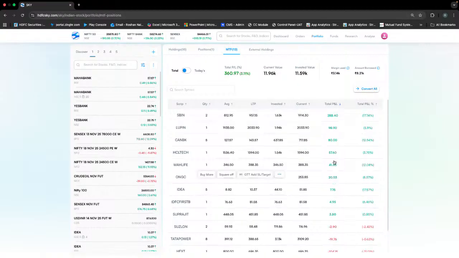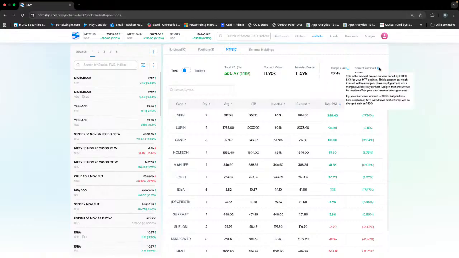In Sky, we have bifurcated it and kept it very simple and easy to understand for users. How many stocks I have in MTF, how many I have in holdings, what margin has been used, what has been funded, which is not available with other brokers as such, right? You can see here, it's clearly written. This is the margin that you have input, 3,000, and this is the amount that has been borrowed, right? So all that clear bifurcation is there.